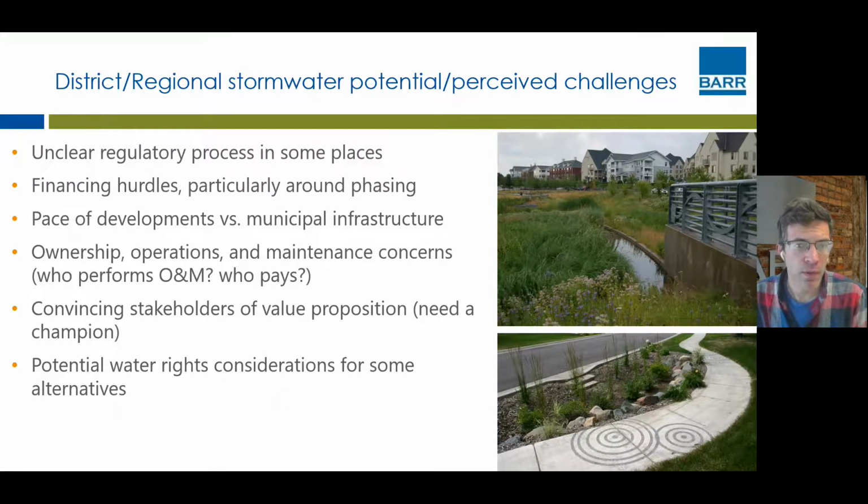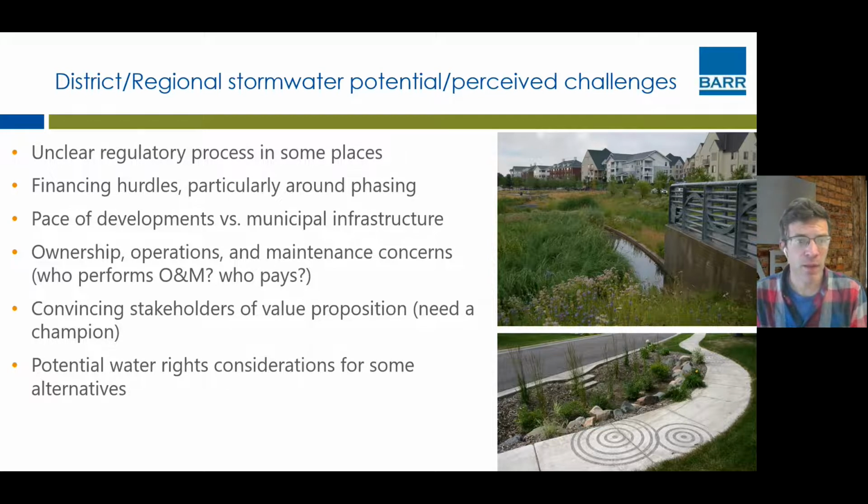Of course, the implementation of a district or regional approach is not without its challenges. Some of these are very real, and some of these are more perceived. The biggest challenge is that in many places there's an unclear regulatory process, and it's not clear who would permit or how this would be permitted, particularly when combining stormwater management between the public and the private realm. Who's going to regulate it? Who's going to maintain it? And who's going to pay for it?